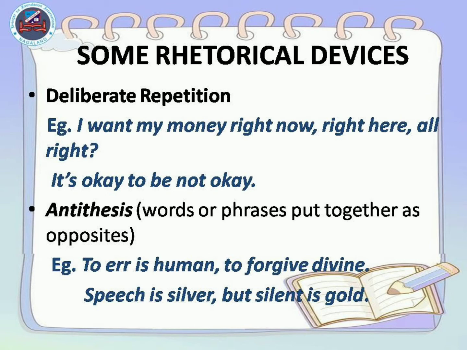The next one is antithesis. Antithesis is the direct opposite of someone or something. Now when two opposites are introduced together for contrasting effect, that is antithesis. For example, to err is human, to forgive divine. And the other one, speech is silver, but silence is gold. So those are the examples of antithesis.